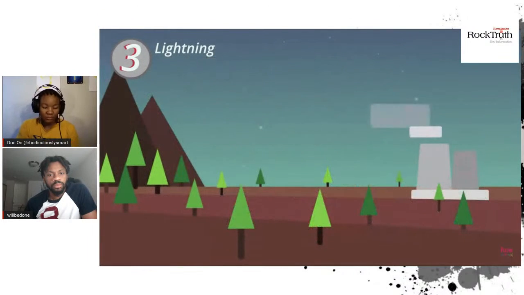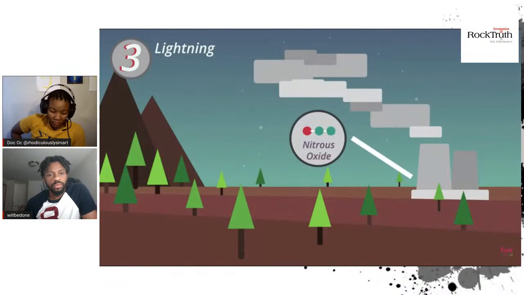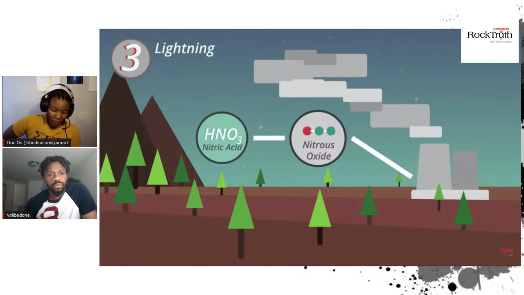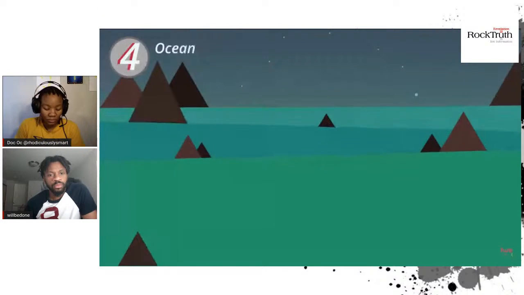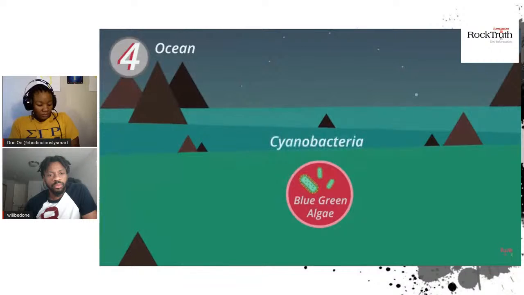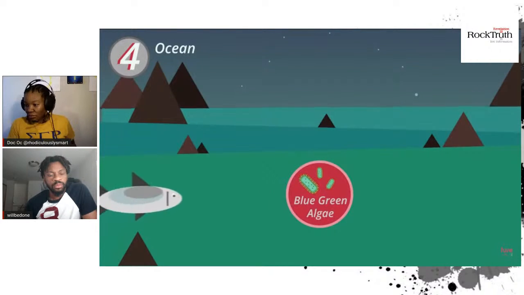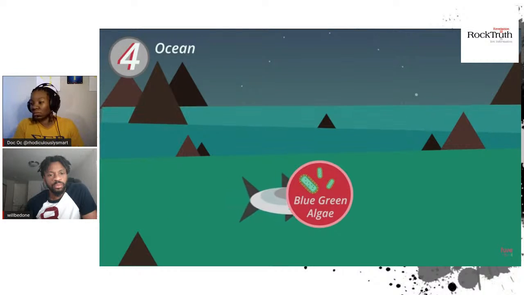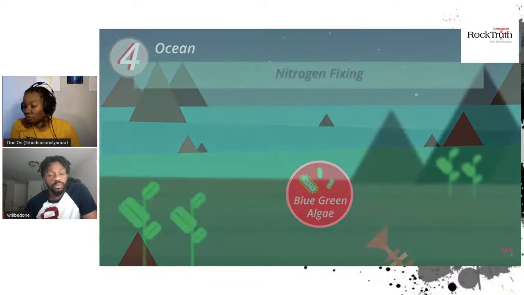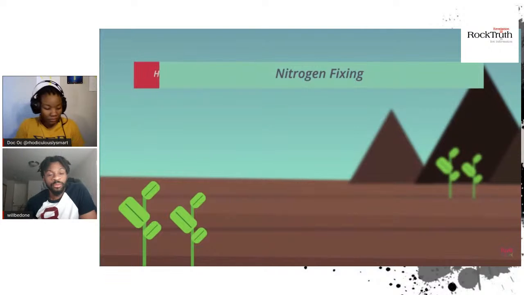Burning fossil fuels also adds nitrous oxide to the atmosphere, resulting in nitric acid. But this is, of course, not a natural way of nitrogen fixing. And finally, in the oceans, many species of blue-green algae, also called cyanobacteria, can fix nitrogen. This then provides sources of nitrogen to aquatic animals, and the nitrogen goes around a similar cycle to what happens on land. These are the natural ways through which nitrogen fixing occurs.